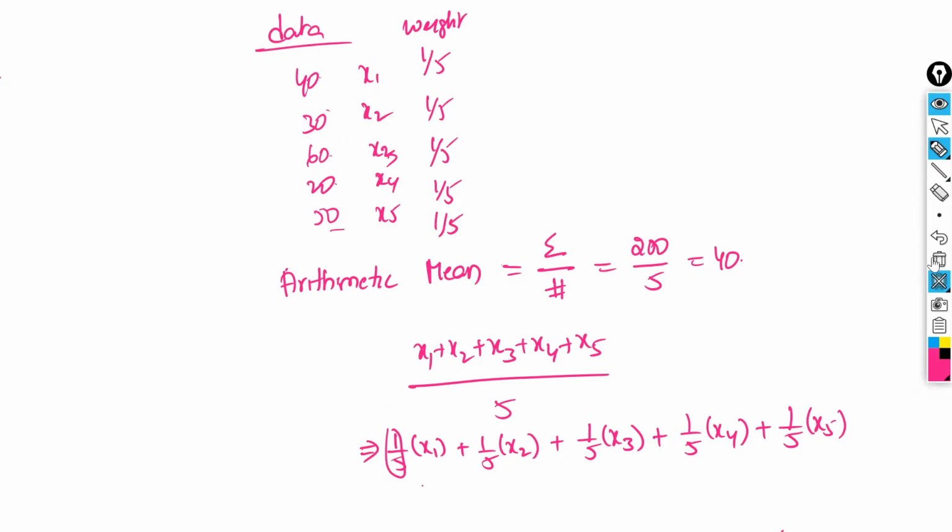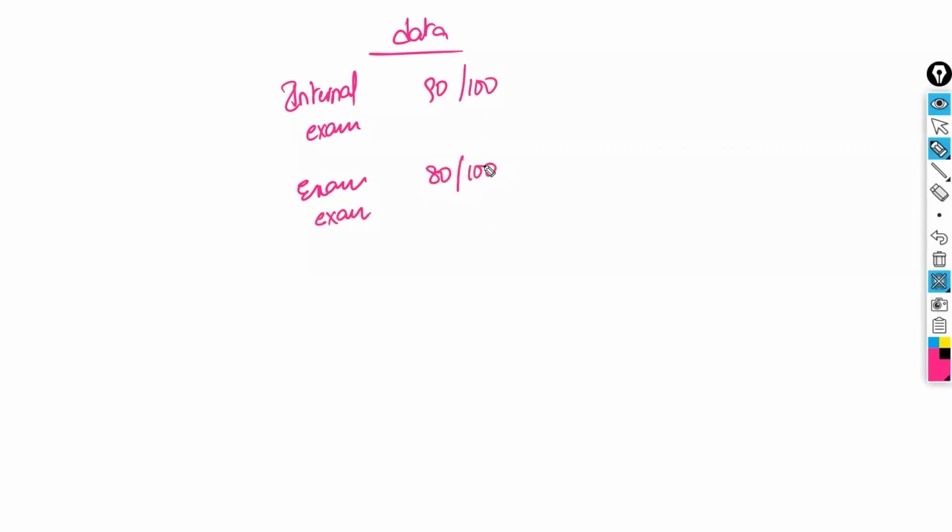Right? So let me explain in a still simpler way. Let us take a data set of only 2 data points. The first data point is your internal exam score out of 100, where you have got 90. The second is the external exam, where you have got 80 out of 100.